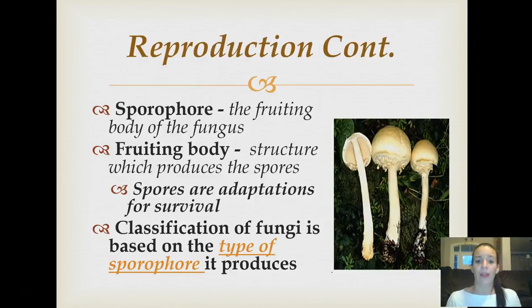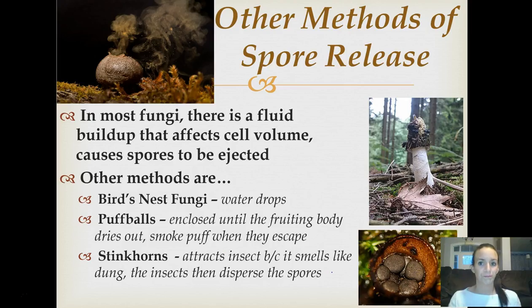A sporophore then is the fruiting body of the fungus, and this fruiting body is the structure that contains those spores. These are very good adaptations for survival, and the classification of fungi is based on the type of sporophore. Now, if you remember from protists, we talked about all the different ways that protists are classified. So it's important to make note here then that fungi are classified based on their type of sporophore.